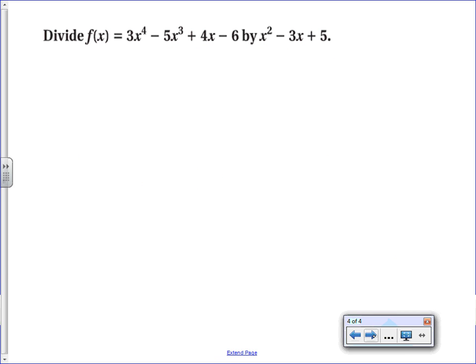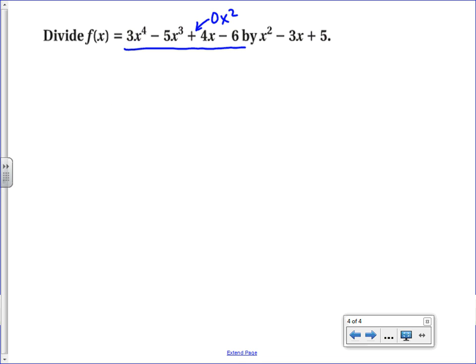Let's try one last one here. This one's a bit longer, and it has a small trick to it at the beginning. Notice in this polynomial, we're starting with 3x to the 4th and going down, but it skips over a term that needs to be right here. That's the x squared term. It's missing. So in between the x to the 3rd term and the regular x term, we need to fill in a 0x squared term when we write the division problem down.